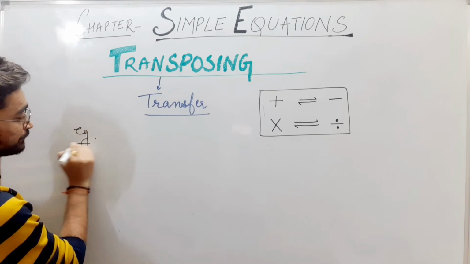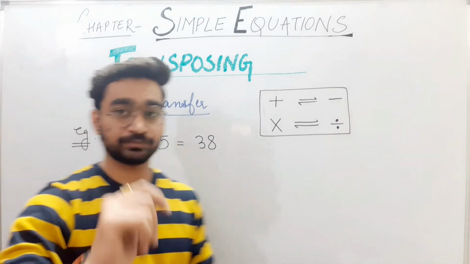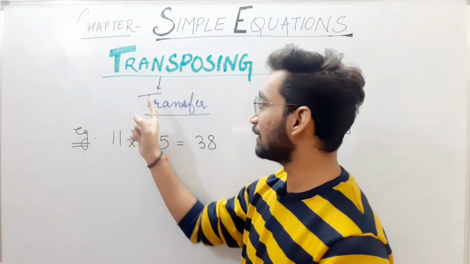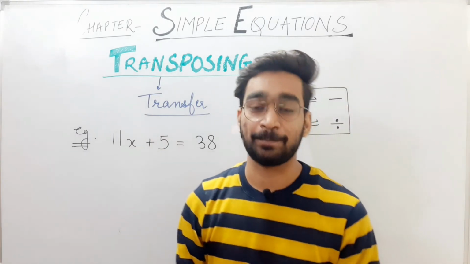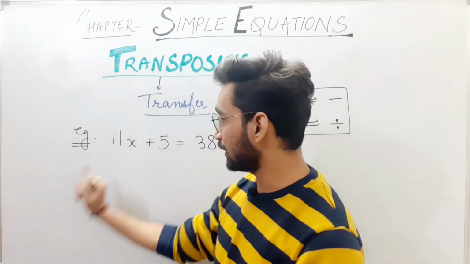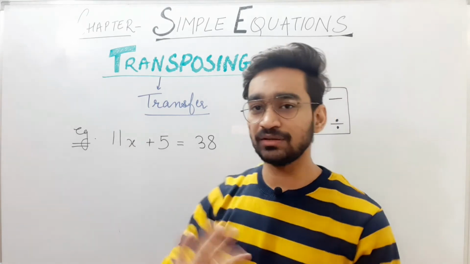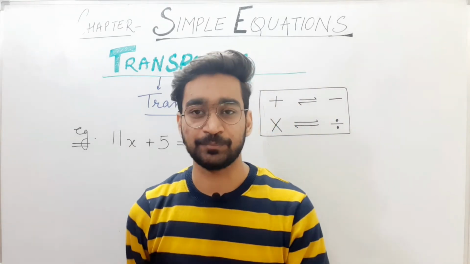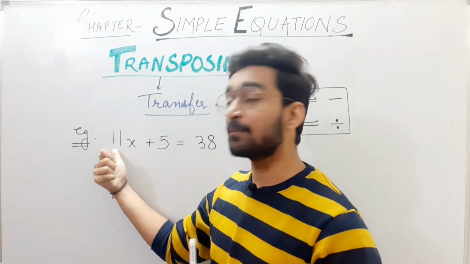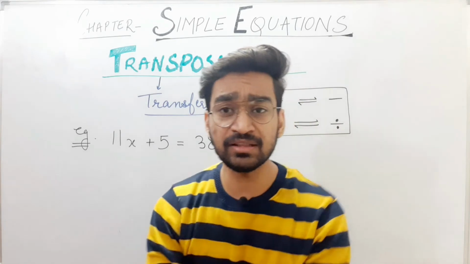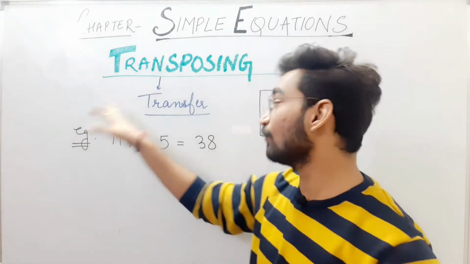The example is 11x + 5 = 38. Now, I said that transposing means transfer. So which number will transfer first? Imagine that this 11 is in direct contact with the x, but this 5 is not in direct contact with the variable. If a number is in direct contact with the variable, the variable will say don't go, don't go. The variable will not allow this number to go very easily.